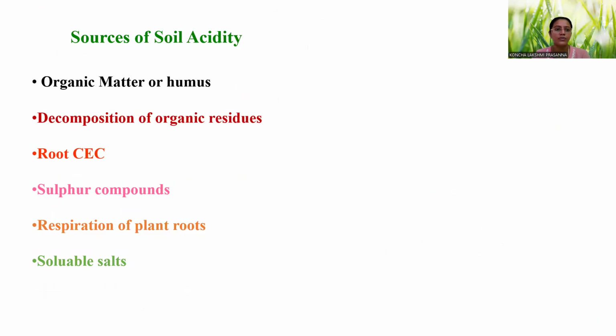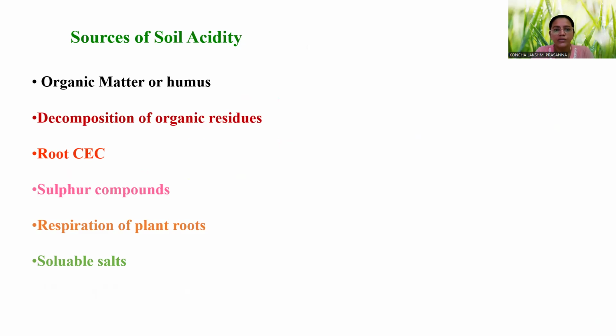Sources of soil acidity also include organic matter or humus. Organic matter or humus contains various charged groups like carboxyl, phenolic, and enolic groups. These carboxyl, enolic and phenolic groups undergo weak dissociation to form weak acids. These weak acids tend to give more hydrogen ions, which gives the soil acidity.